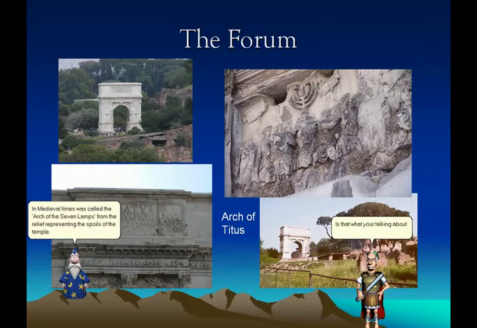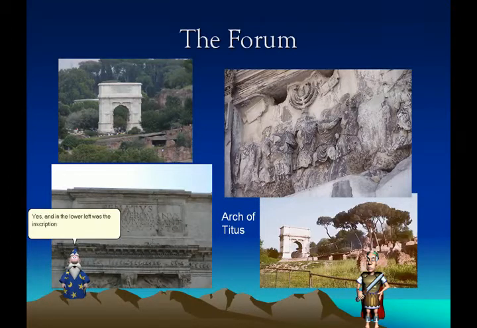Is that what you're talking about on the upper right? Yes, and in the lower left was the inscription which reads, "The Senate and the People of Rome. To the divine Titus Vespasian Augustus, son of the divine Vespasian." Let us take a look at an arch outside the forum.